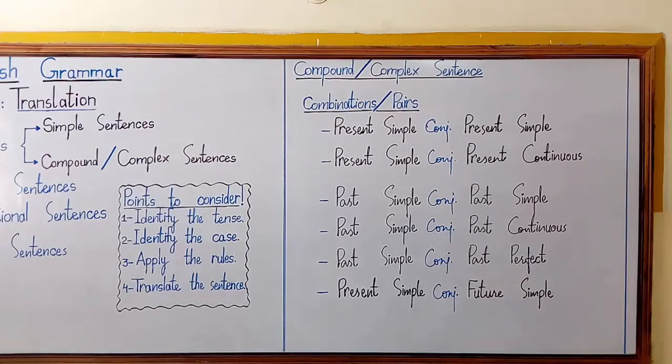You don't need to write these down, but you do need to remember them, that how we can actually make pairs or combinations of compound or complex sentences. Okay. Now the third common category or combination is past simple, conjunction, past simple. I went to market but I did not purchase anything. Past simple plus past simple.